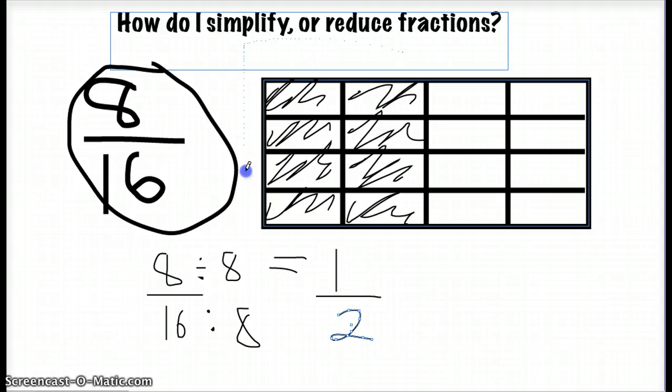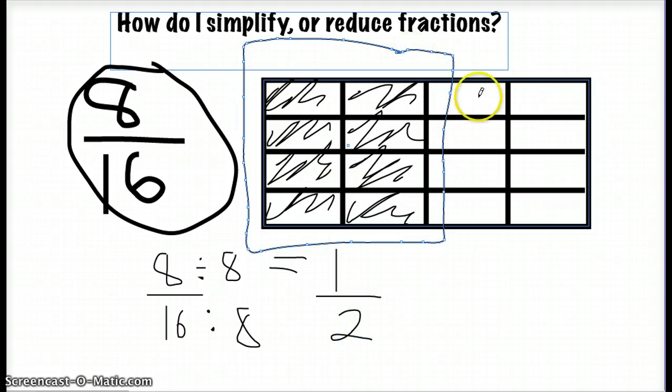I know this is true because when I look at the model, 8 out of 16 is half of the whole 16 pieces of this. So to simplify, you need to be able to look at the numerator and the denominator and be sure that there's no more than one common factor between the two. Now that I have 1 as my numerator, since I made it a unit fraction, now I know that this is as simplified as it's going to get. I'm having a little trouble writing here, but that's okay. Now that 1/2 is simplified, so we've reduced it successfully.